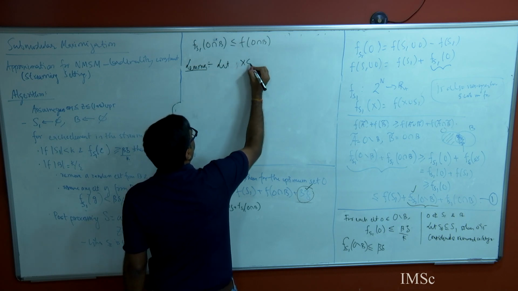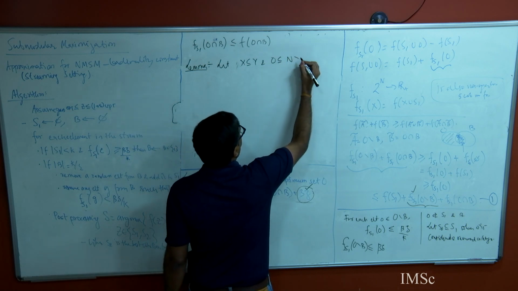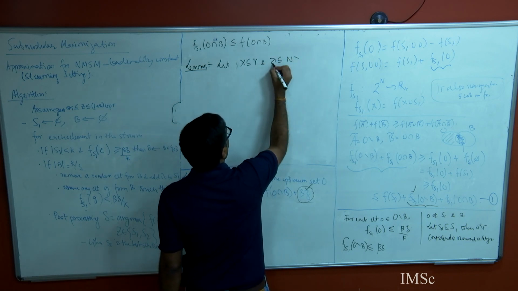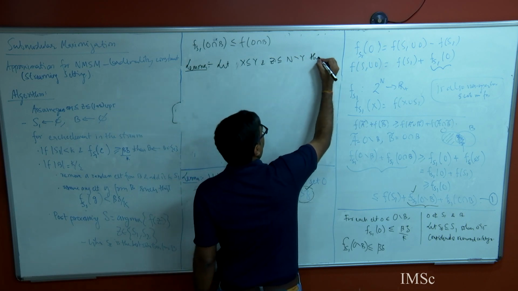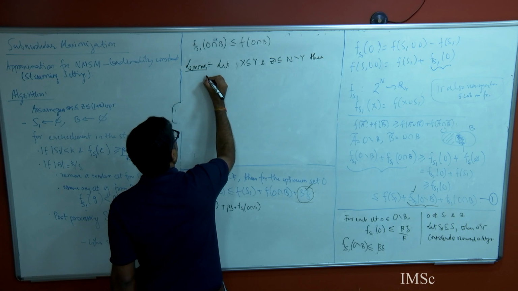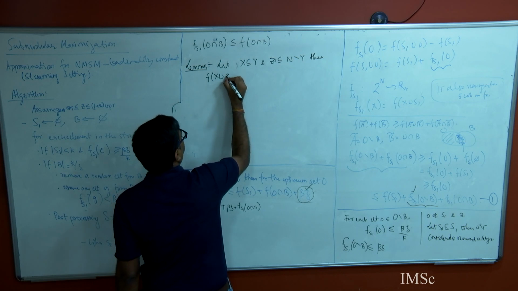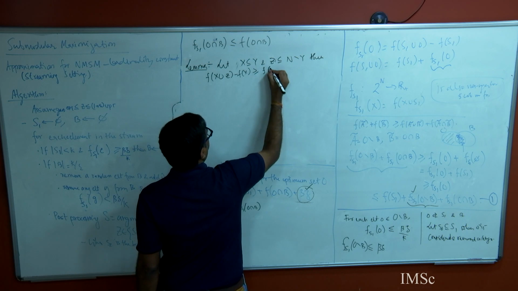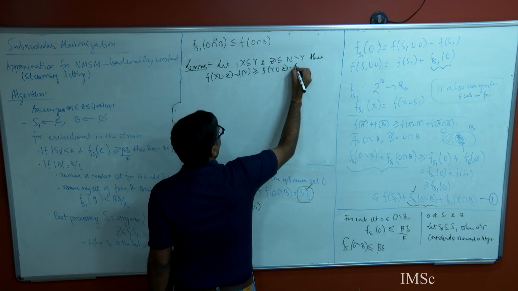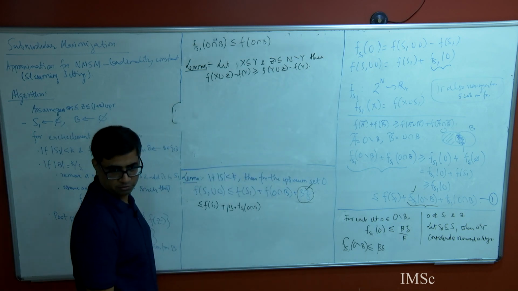X be a subset of Y, and Z be a subset of N minus Y. Then f of X union Z minus f of X is greater than or equal to f of Y union Z minus f of Y. Is this not what we want to do?